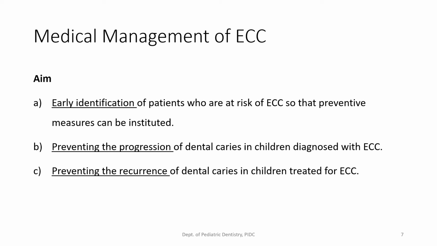So early identification, and next is preventing the progression of caries in children who already have early childhood caries. We need to do something to prevent, halt, or reverse the progression of caries. And the last one is preventing the recurrence of dental caries. In children whom we have already treated for early childhood caries, medical management should be done to prevent the recurrence of early childhood caries.